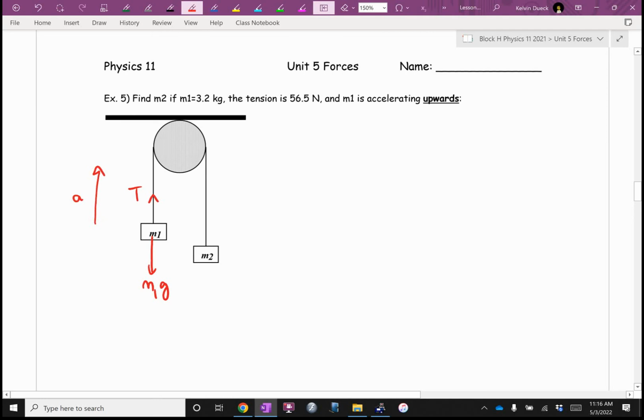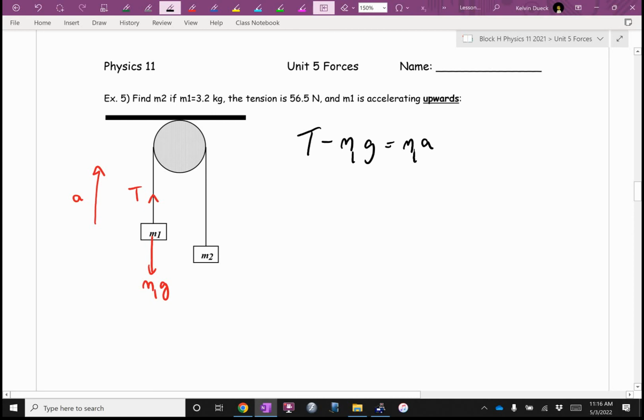I'm not going winner minus loser equals M all A because I don't know M all. I've got a missing mass. So again, I'll start with the individual mass that I do know. Who's winning? Who's losing? Equals M1A, right? Now, why did I do that?